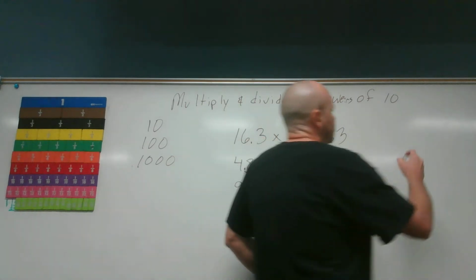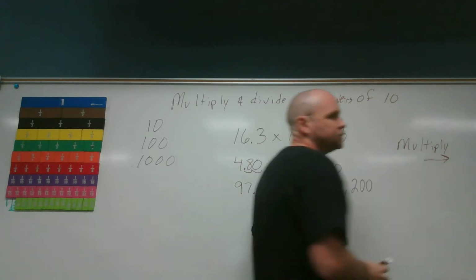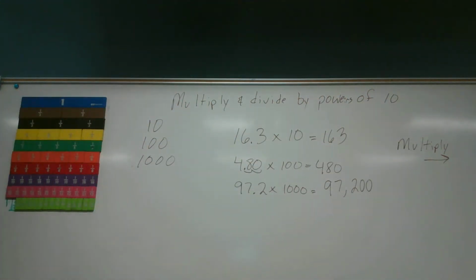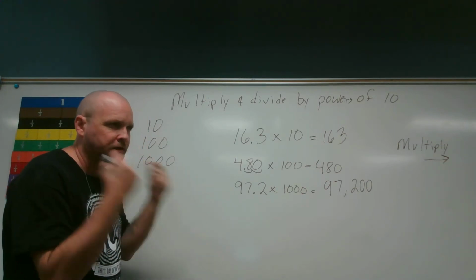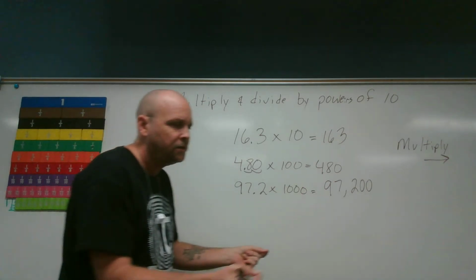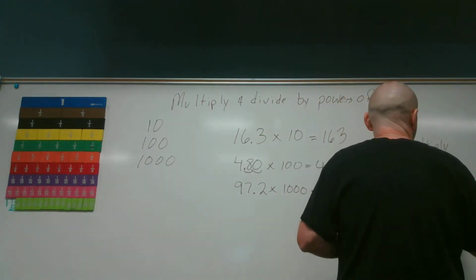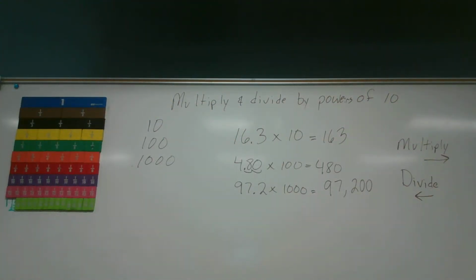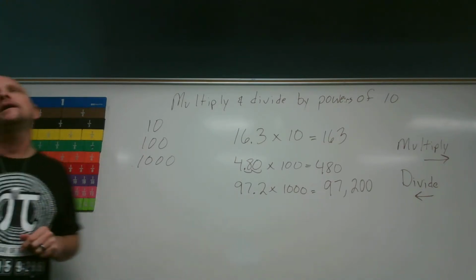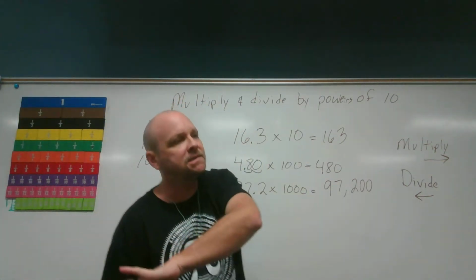That's all correct. So we just said multiply, the decimal point goes to the right. Now, let's see. Ari, if we're dividing, what do you think I do with the decimal point? To the left. Good. If I'm dividing, my decimal point moves to the left. I'm not going to change the numbers in it. I am just moving my decimal point.